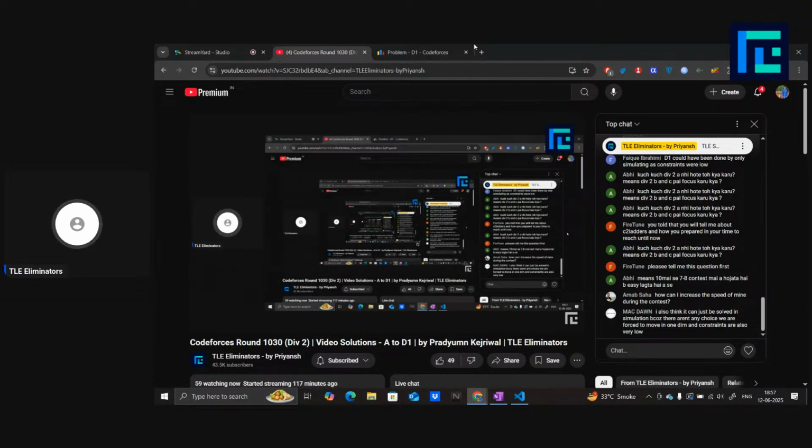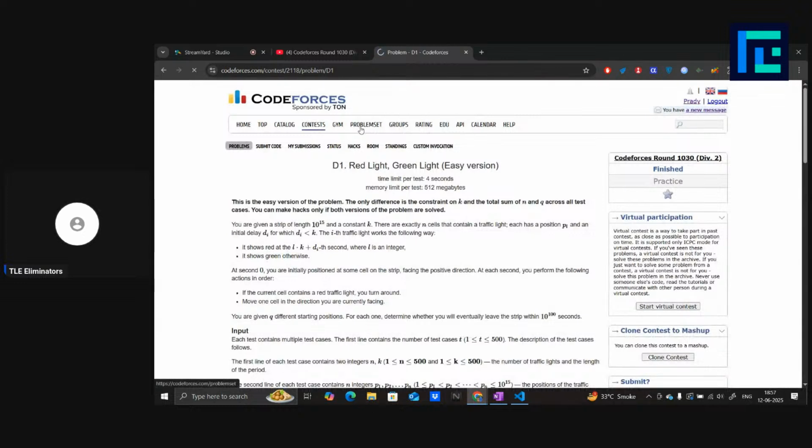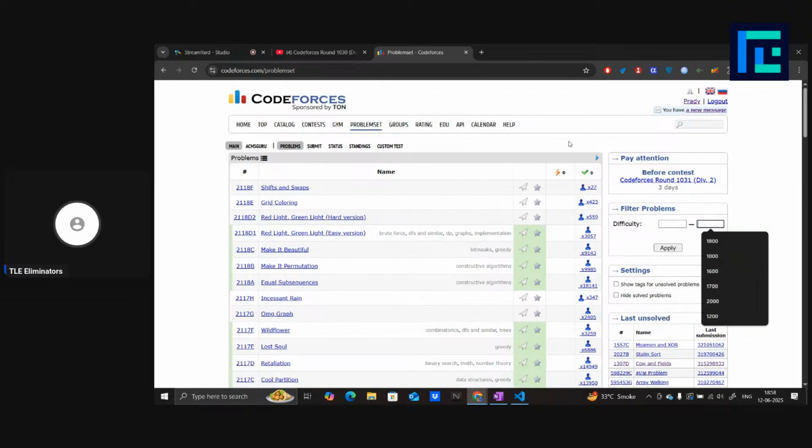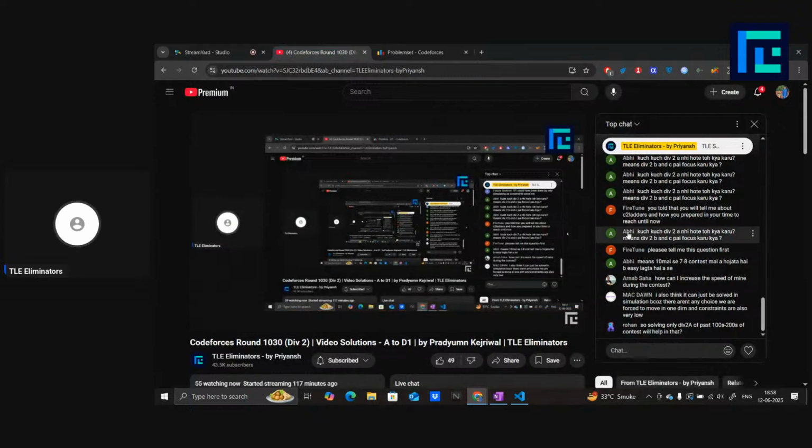So just go on the CF problem set, add this difficulty filter, and just solve them. There is no easy way to this. Just solve it. Okay.